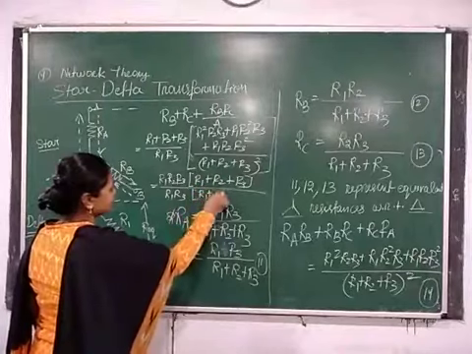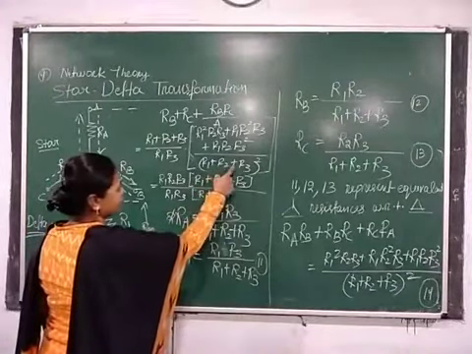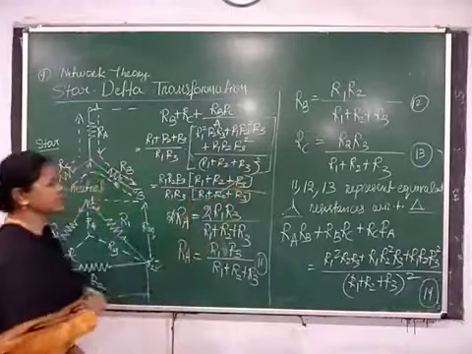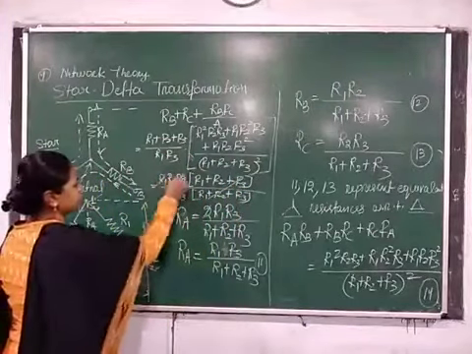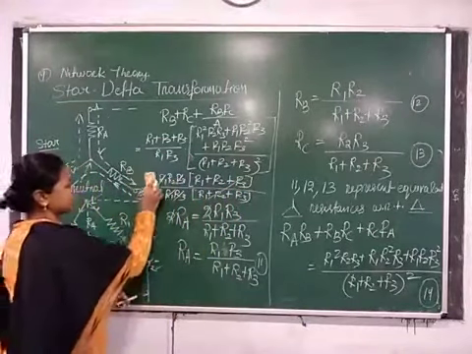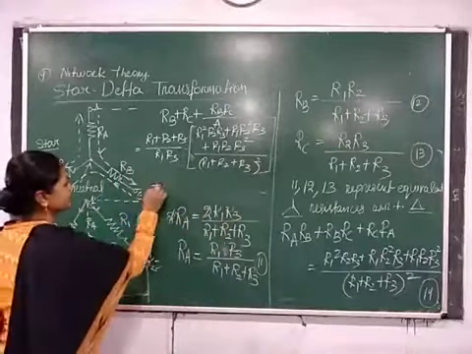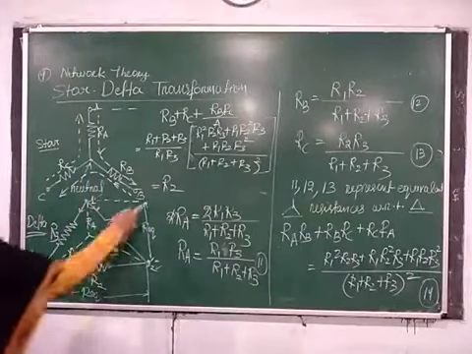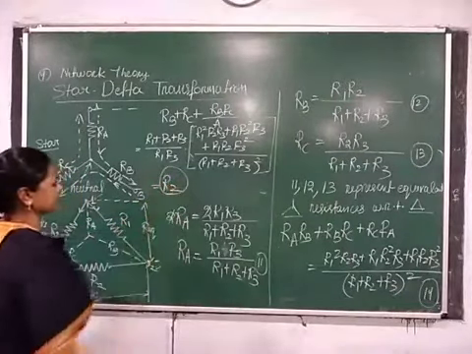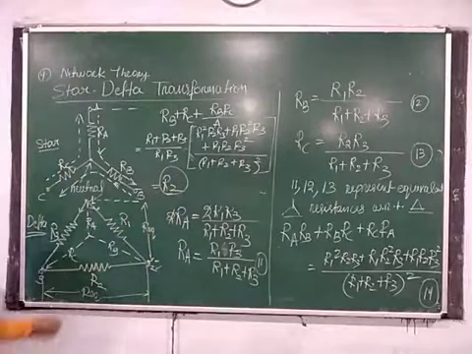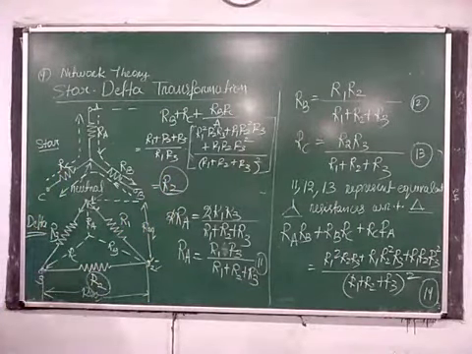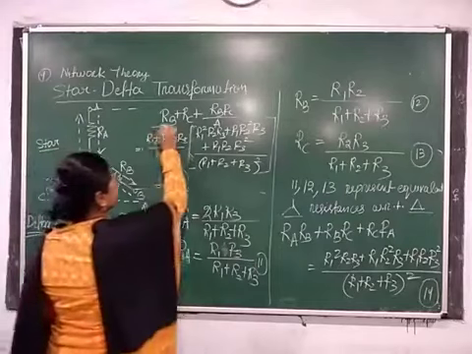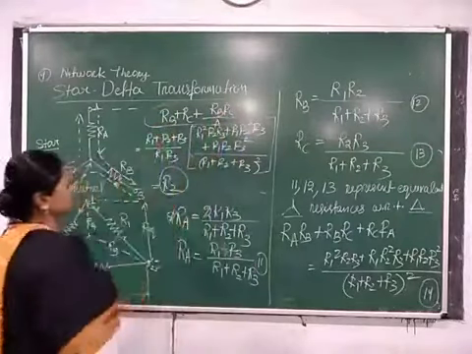R1 R2 plus R3, one is cancelled out with this one. Now this one is cancelled out. R1 R3 is cancelled out. So the rest element is R2. That is the delta resistance R2 with respect to star.